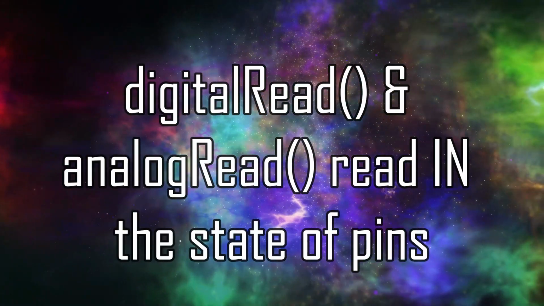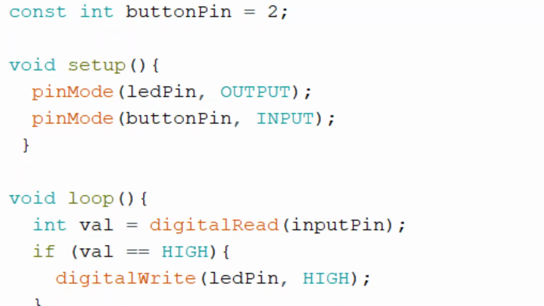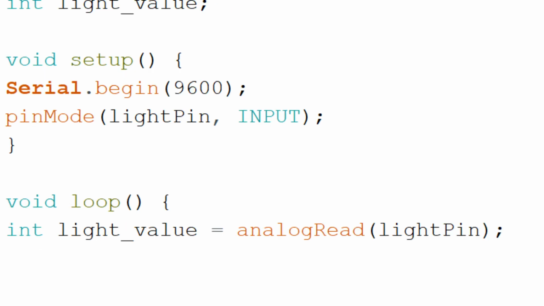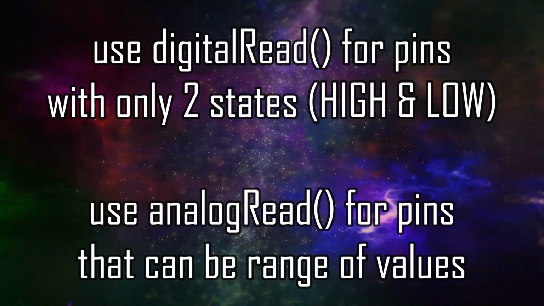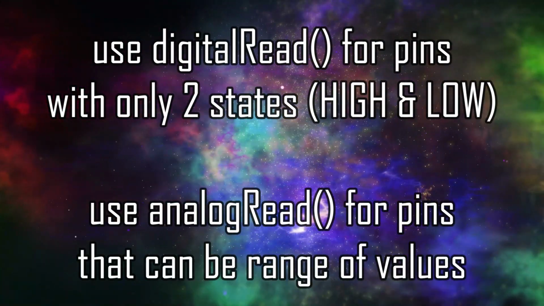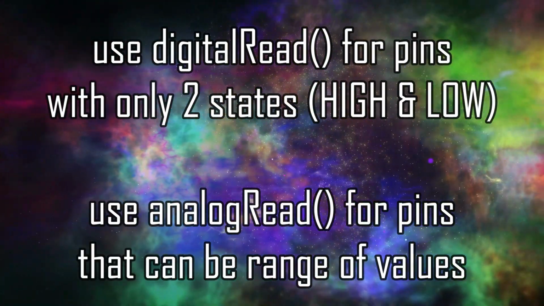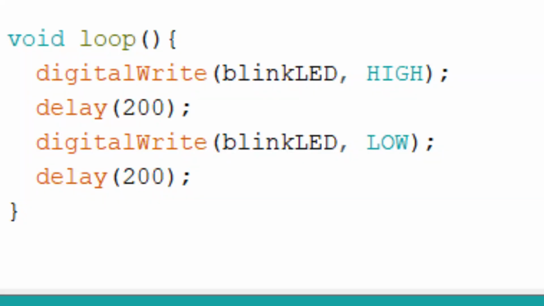They read in the state of a digital or analog pin. Digital read might read in the state of a push button. Is it pressed or not? Analog read might read the state of a light sensor. Light sensors detect the illuminance of light, not whether there is or isn't light, so that would be an analog value. Delay delays the next statement by the amount of milliseconds specified in the parentheses.